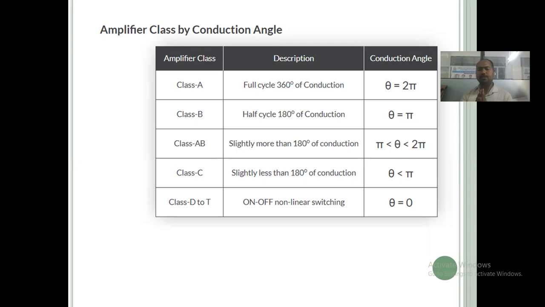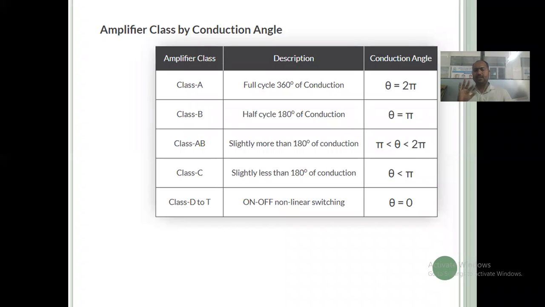So for that purpose we have seen the operating cycle of each configuration, right? We have seen the class A type of amplifier, which operates for the full 360 degrees. It indicates that the operating area for that configuration is 2 pi. 2 pi indicates the full 360 degrees. Class B is the configuration which has an operating area of less than 360, which is only 180 degrees. 180 is nothing but pi. Pi indicates 180 degrees. So this is the conduction angle for the class B configuration.